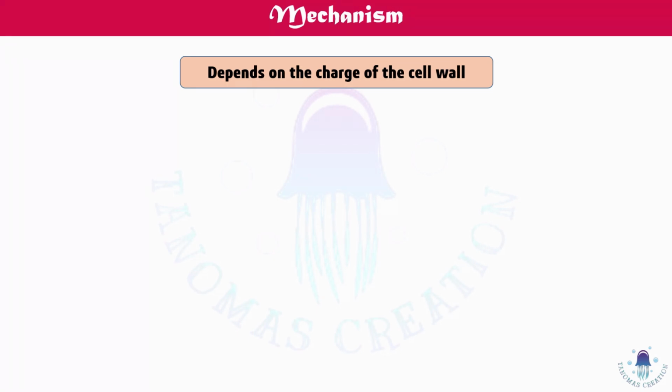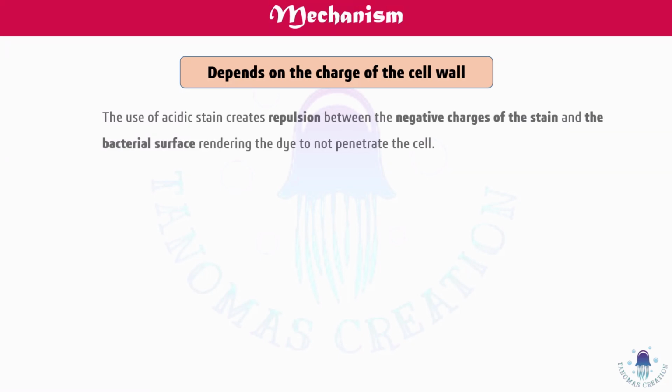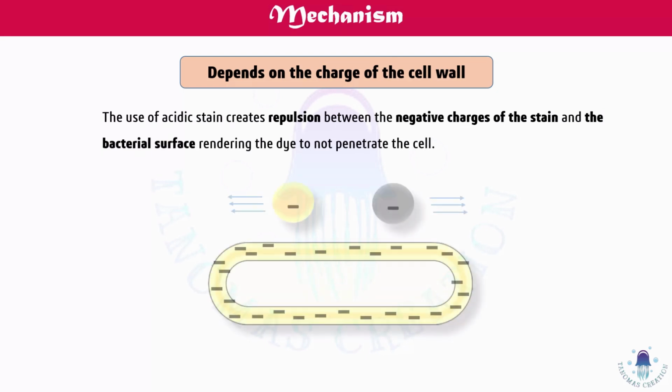Earlier, all the mechanism basically depends on the composition of the cell wall. In this negative staining, it depends on the charge of the cell wall. So the use of the acidic stain creates repulsion between the negative charges of the stain and the bacterial surface, rendering the dye unable to penetrate the cells.